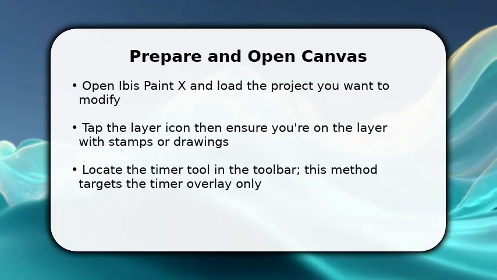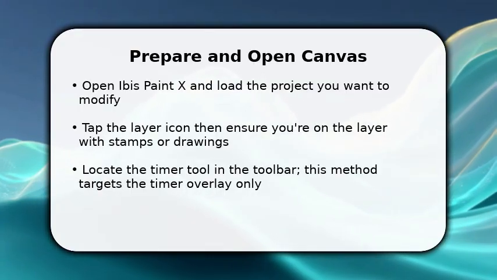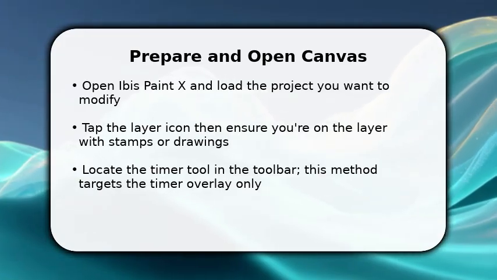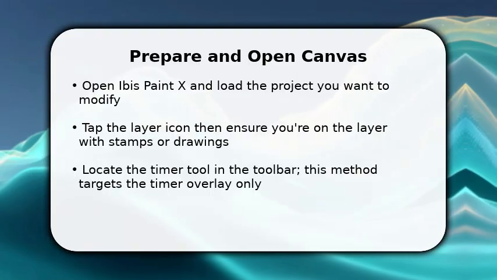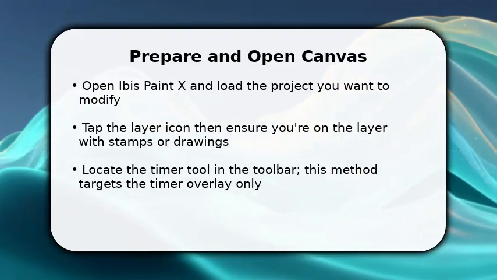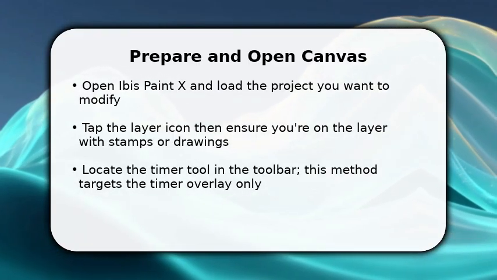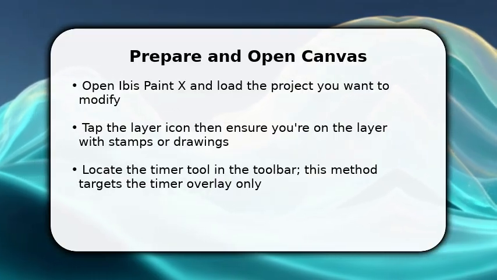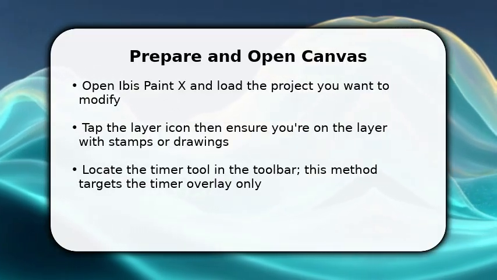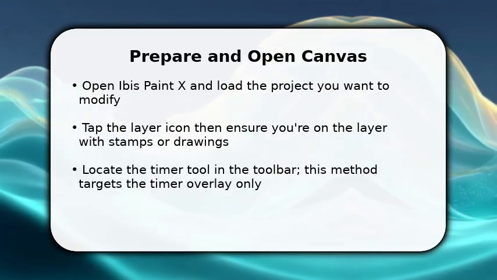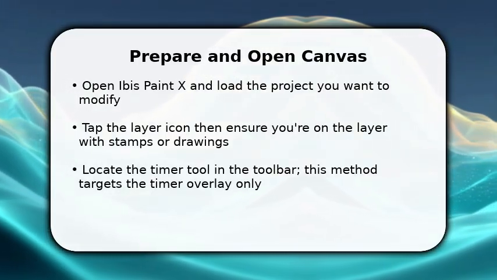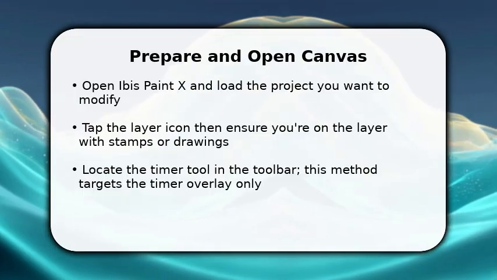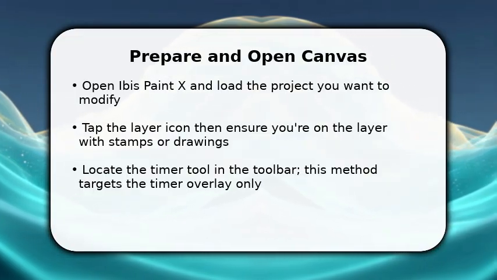Enjoy the video. You'll start by opening Ibis Paint X and loading the canvas you're working on. Make sure you're on the layer that shows the timer overlay, otherwise you'll edit the wrong element. Once done, tap the tool icon to reveal drawing tools and look for the timer or sticker element in the toolbar. You're not changing app settings yet, you're preparing the layer and tool so the timer becomes selectable. This precise targeting is why the method reliably removes the timer.